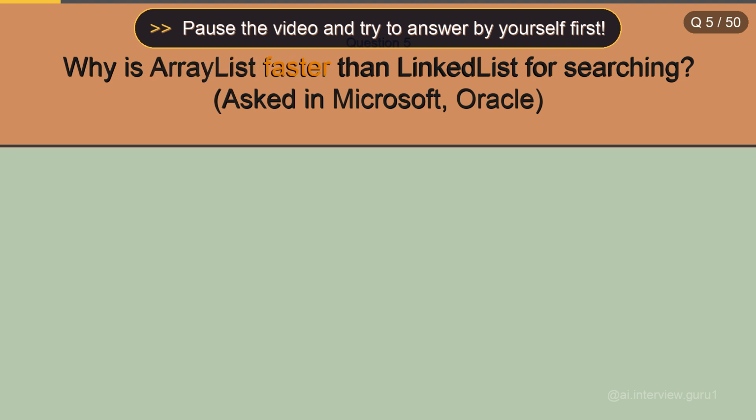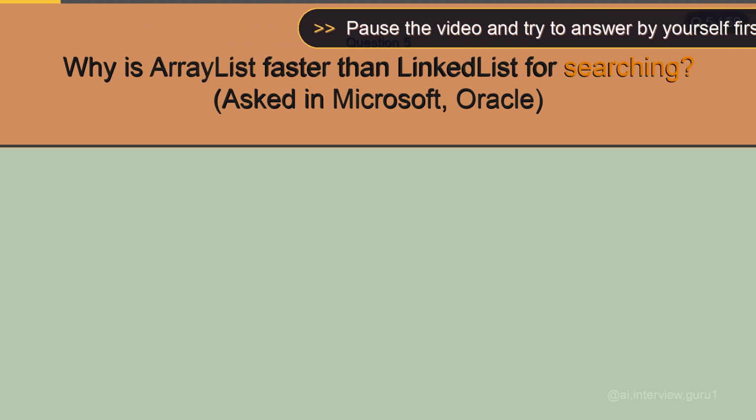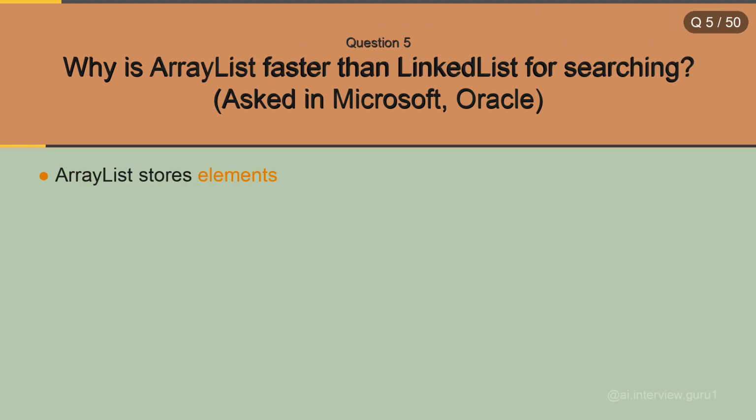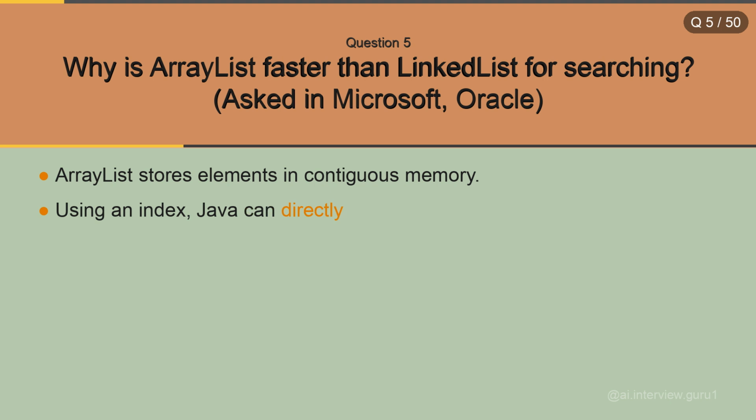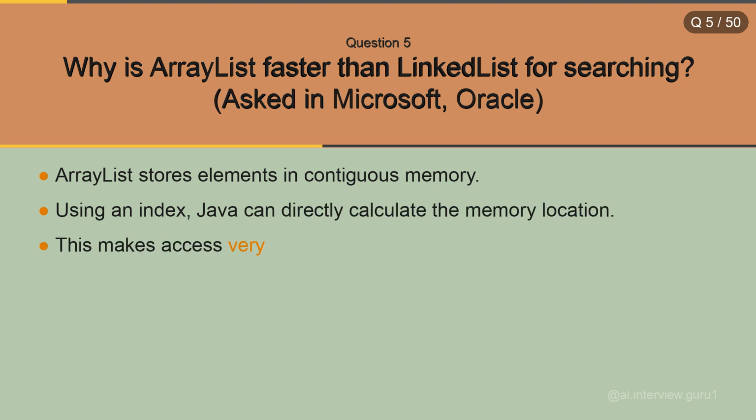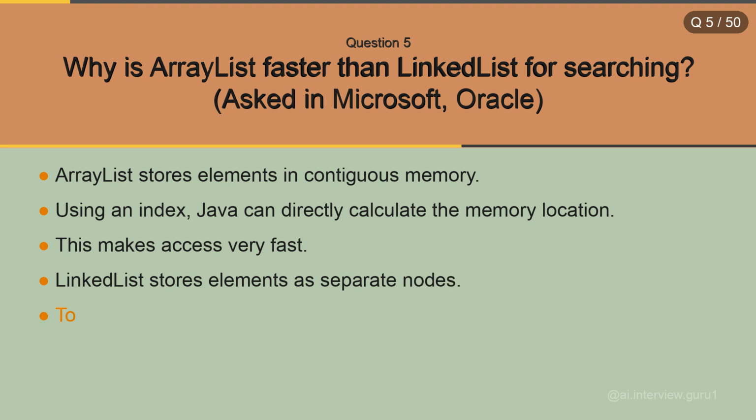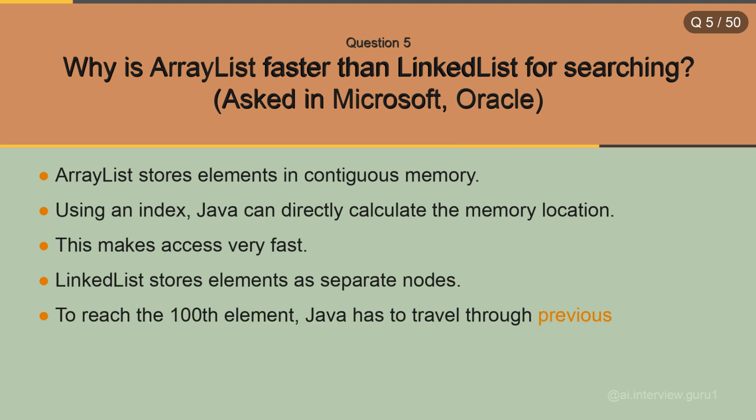Why is ArrayList faster than LinkedList for searching? ArrayList stores elements in contiguous memory. Using an index, Java can directly calculate the memory location. This makes access very fast. LinkedList stores elements as separate nodes. To reach the 100th element, Java has to travel through previous nodes one by one. Therefore, searching in LinkedList is slower.